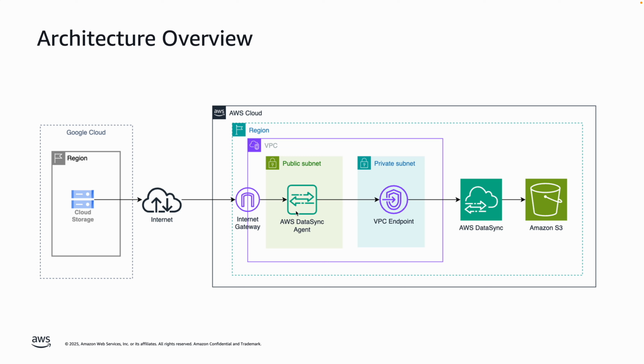And in this video, I'll show you the process of how to achieve that by installing a DataSync agent in a public subnet, and we'll use VPC endpoints to privately connect to DataSync service. By using VPC endpoints, you can achieve much faster migration since the data will be traversing through the AWS backbone network instead of the internet. Let's dive into it.